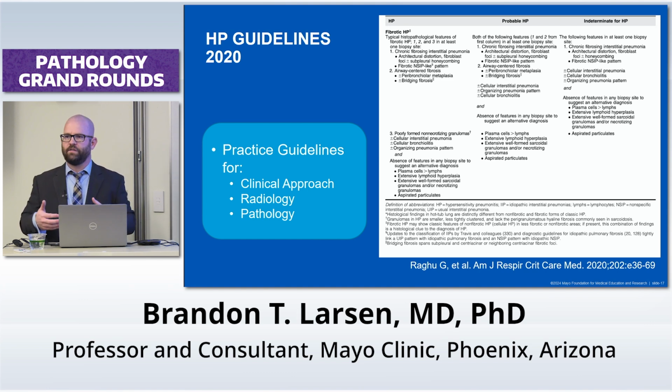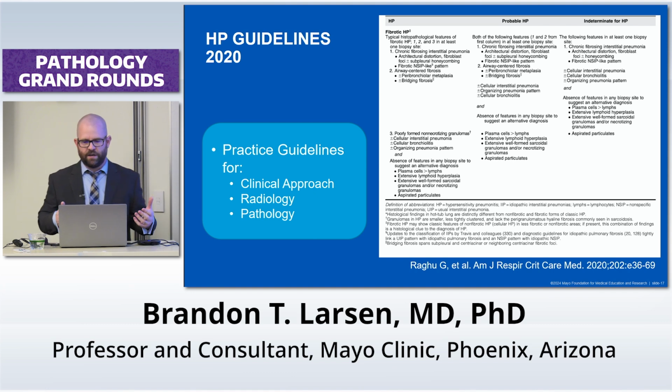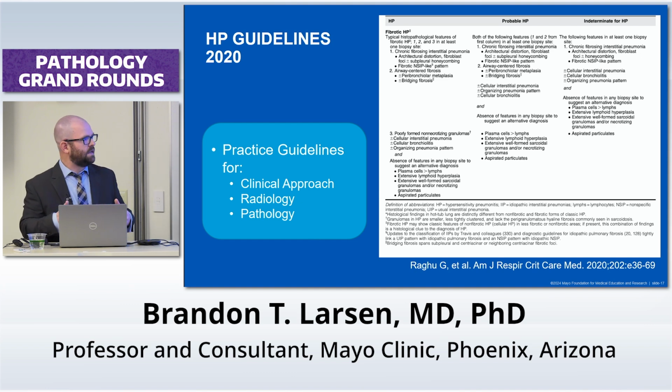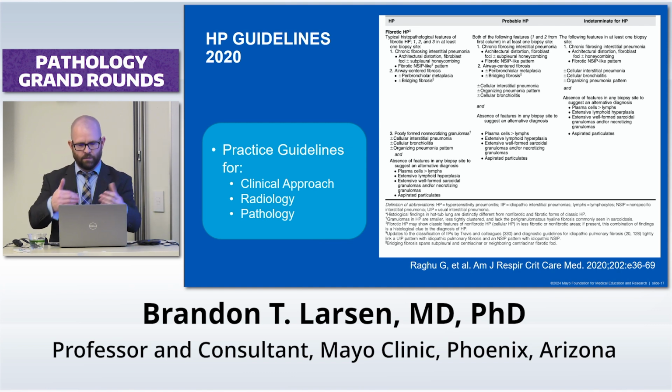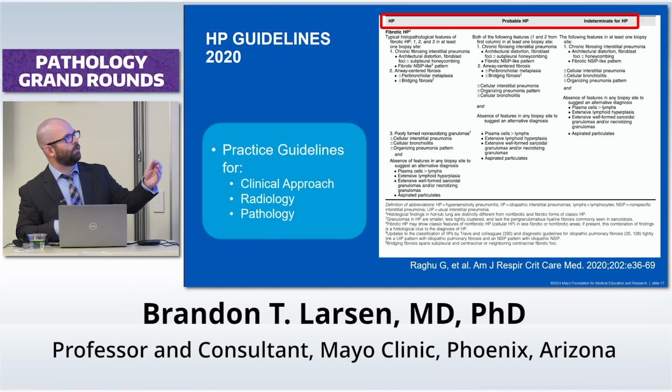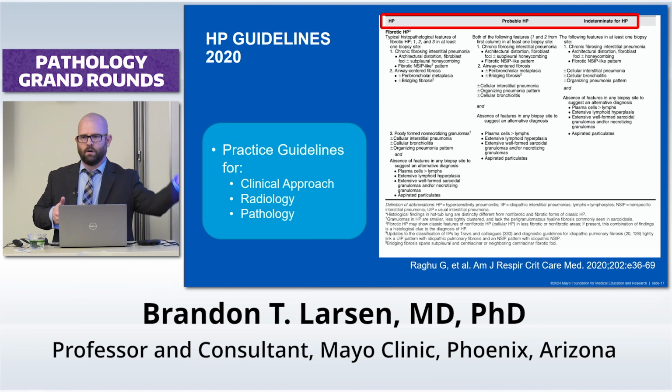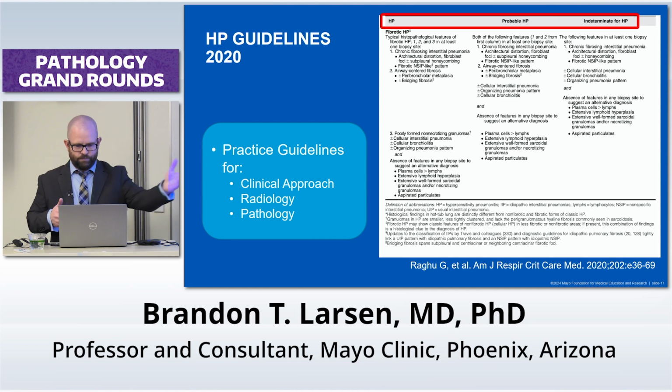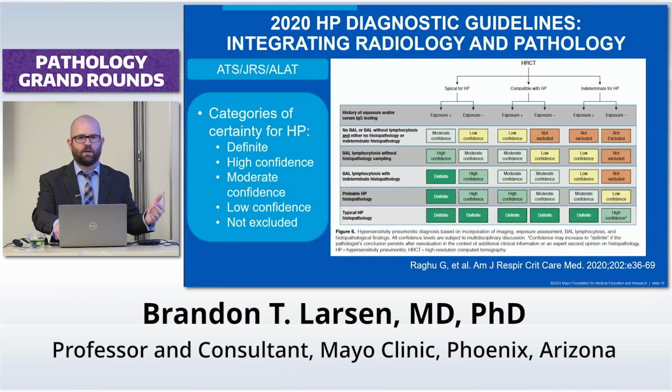lung disease. And distinguishing this from other disorders like IPF is important clinically. And this is the first time we had international consensus guidelines for the diagnosis of hypersensitivity pneumonitis. And like the IPF guidelines, these guidelines were devised with a similar logic, with categories of certainty: HP, probable HP, indeterminate for HP, with histologic features that were included to put it in one category or another. And then how to integrate this in with the clinical information.